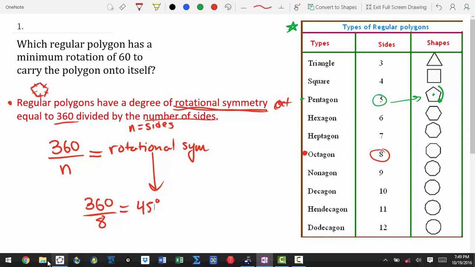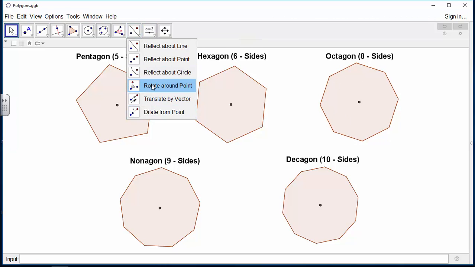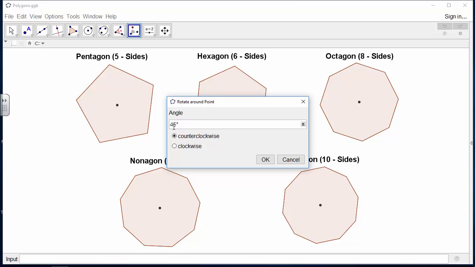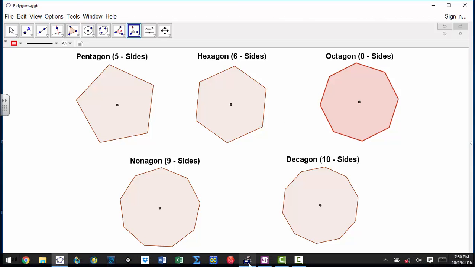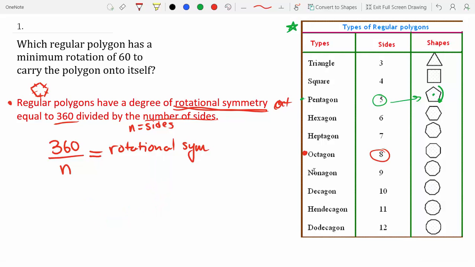And I can kind of test that out. Here, I've got an octagon, and if I were to do a rotation, right? So if I were to rotate that object about that point 45 degrees, the shape lands on itself, and I'm going to color it red so you can kind of see that. It lands perfectly on itself. So that's how you do rotational symmetry. So let's take a look at the question now.